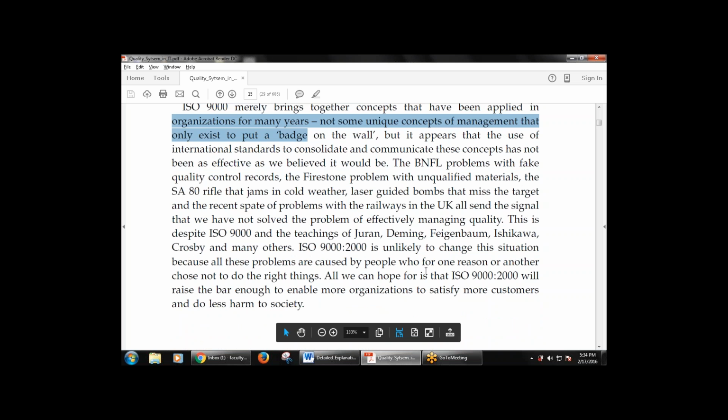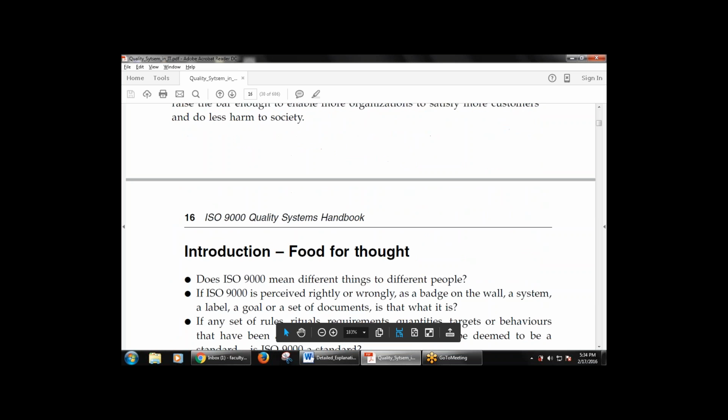All we can hope for from ISO 9000 is that it is a bar enough to enable more organizations to satisfy more customers. The same point we discussed: the main task of the organization is to satisfy more customers and do less harm to society.